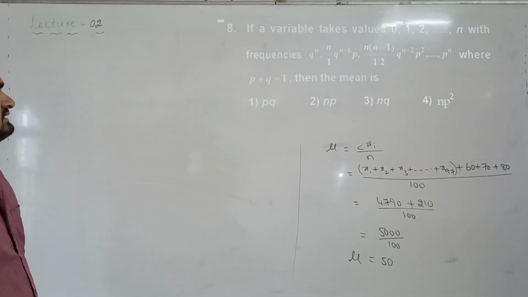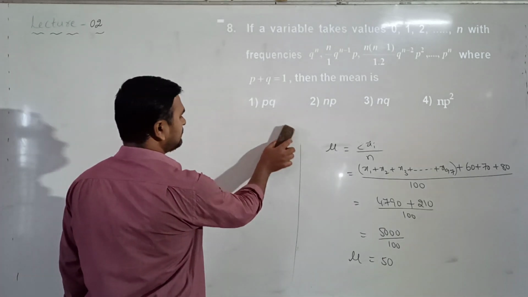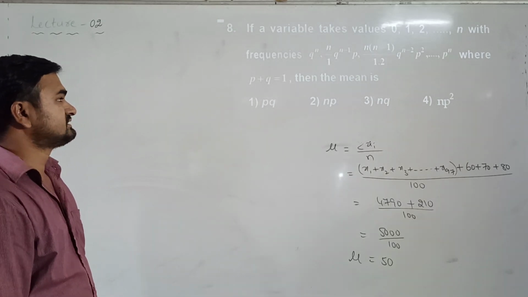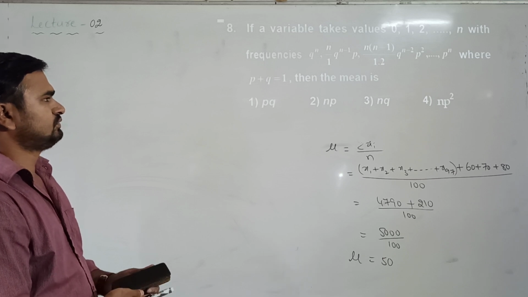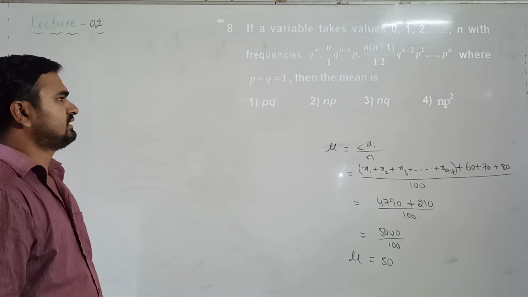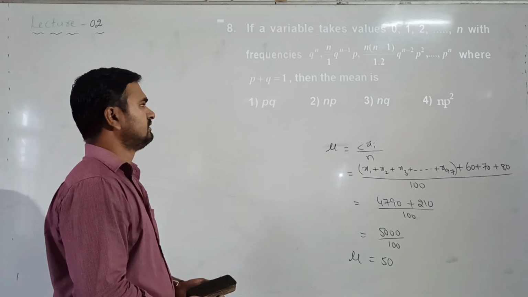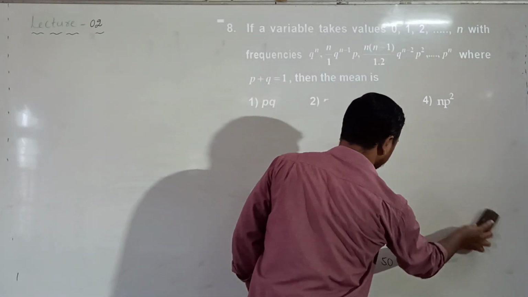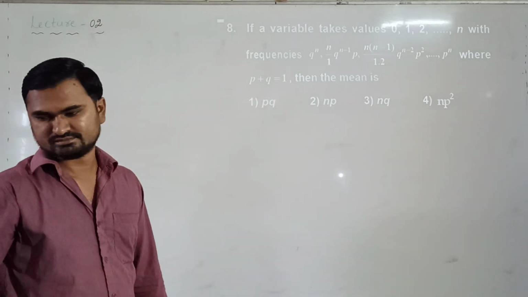If a variable takes the values 0, 1 up to n with frequencies q power n, n by 1 into q power n minus 1 into p, n into n minus 1 by 1 into 2 q power n minus 2 into p square and so on up to p power n, where p plus q is 1, then the mean is. So the distribution is given, and we have to find the mean of this distribution.